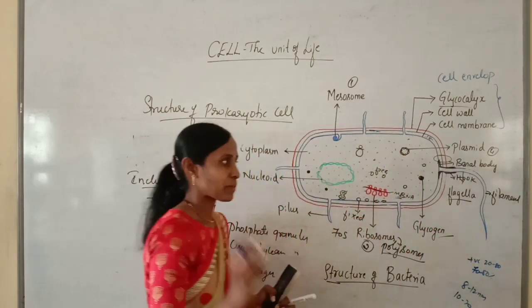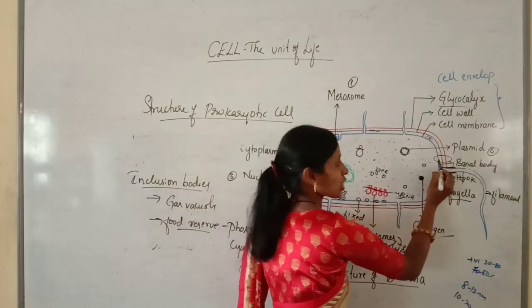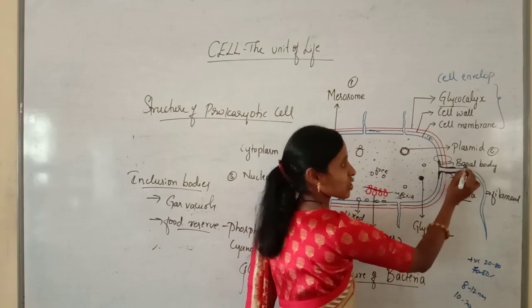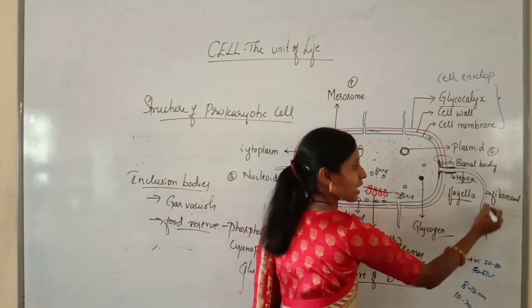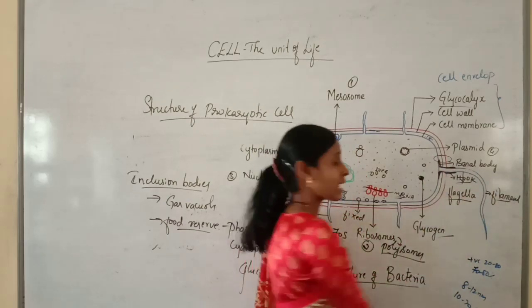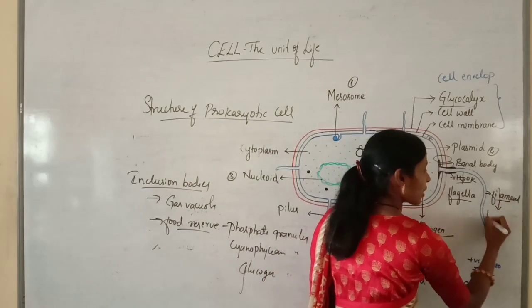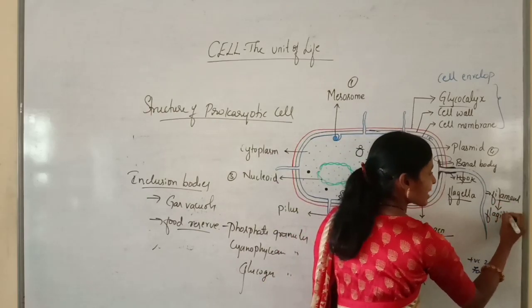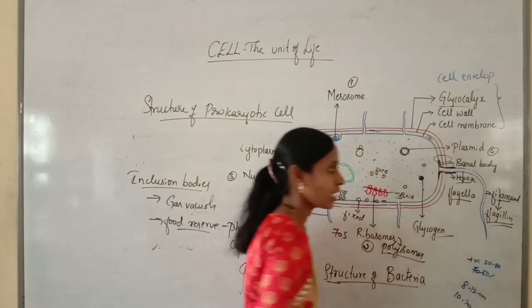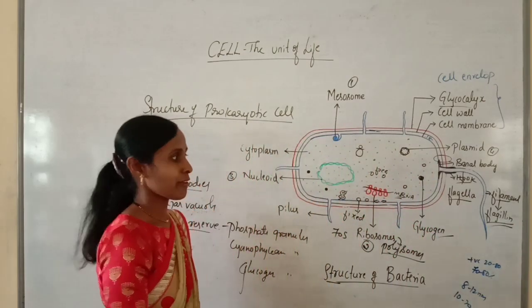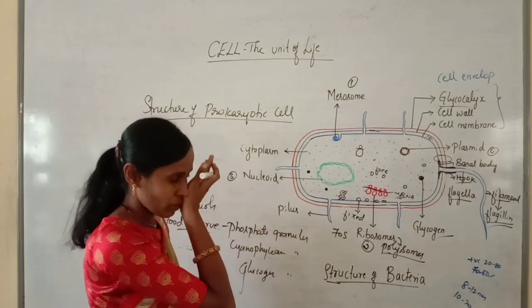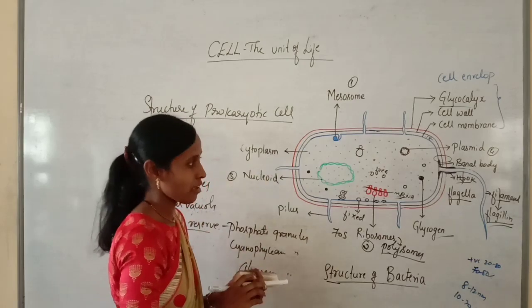So flagellum is made up of three parts: a rod-shaped basal body, a tubular structure called the hook, and the elongated structure called the filament. And this filament, the elongated one, is made up of a protein called flagellin. So this is about the flagella and the function of flagella.